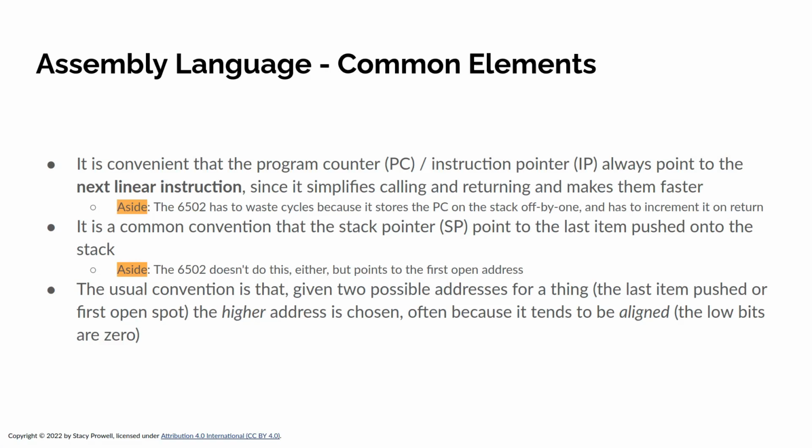And this is all based on the usual convention that if you have two possible addresses for a thing, right, the last item pushed or the first open spot, the higher address is often chosen, and that's true because it tends to be aligned. Right? The low bits are 0. Memory alignment will turn out to be a really important thing, especially with the stack. We'll talk about that in a later class. But basically, you tend to move toward the higher address.